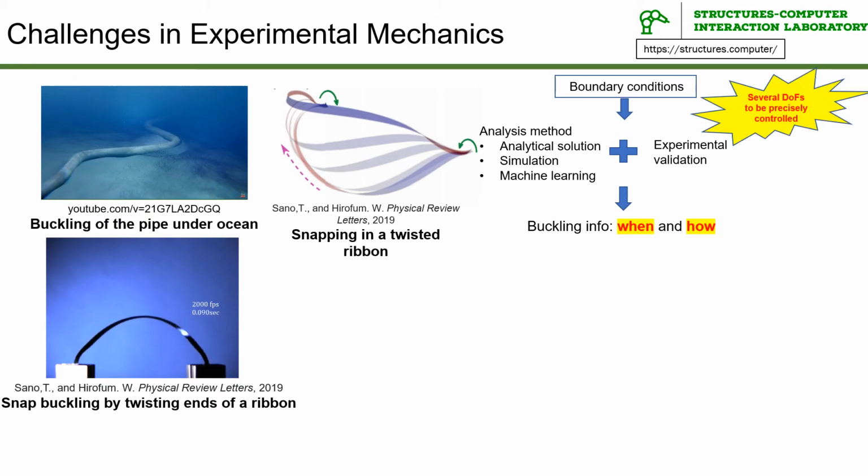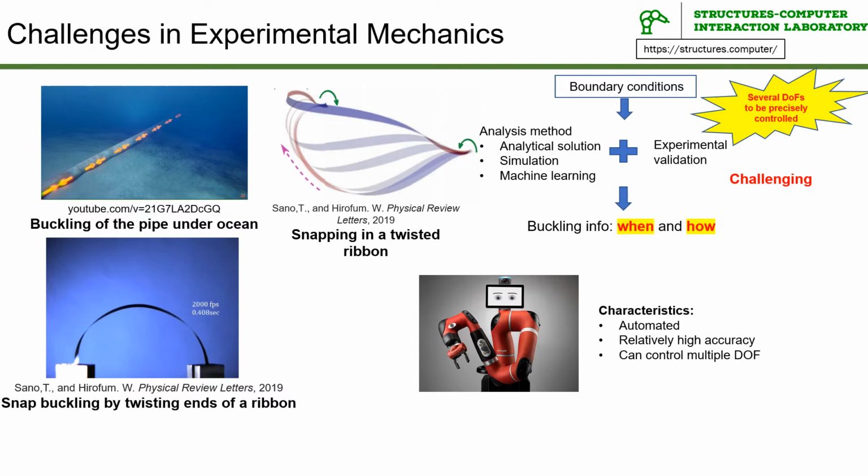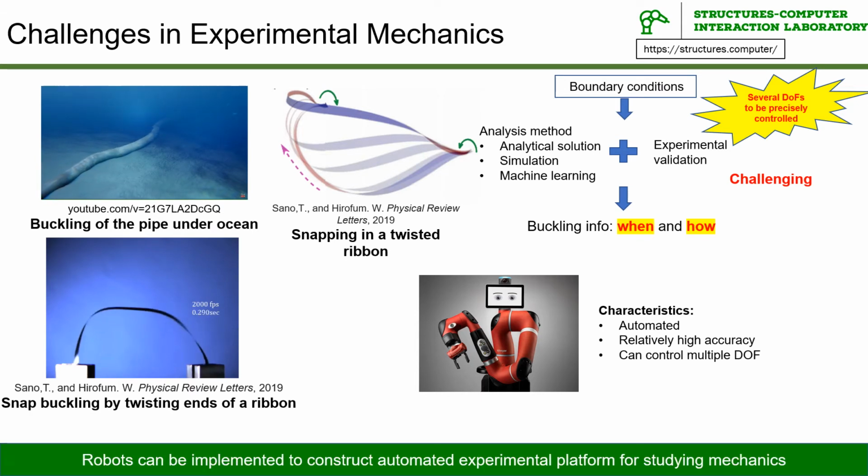when the structure buckles and how it buckles. However, because the boundary conditions usually have several degrees of freedom to be precisely controlled, it is challenging to use traditional experimental platforms like optical platforms to do experiments. This work introduced robots as the basis of a novel experimental platform to study mechanics, since it's automated and accurate. The ability to control multiple degrees of freedom can make it satisfy requirements of boundary conditions. Based on that, robots can be used to construct automated experimental platforms to study mechanics.